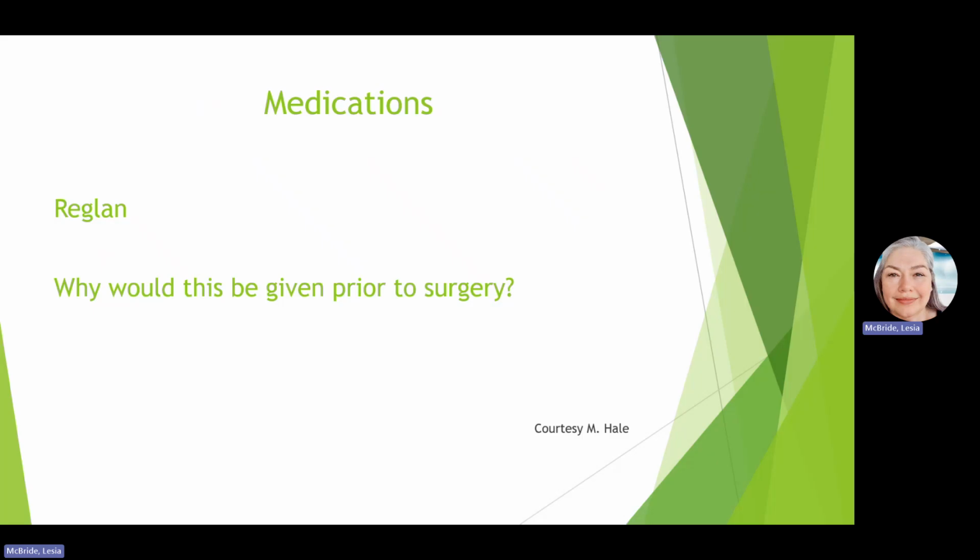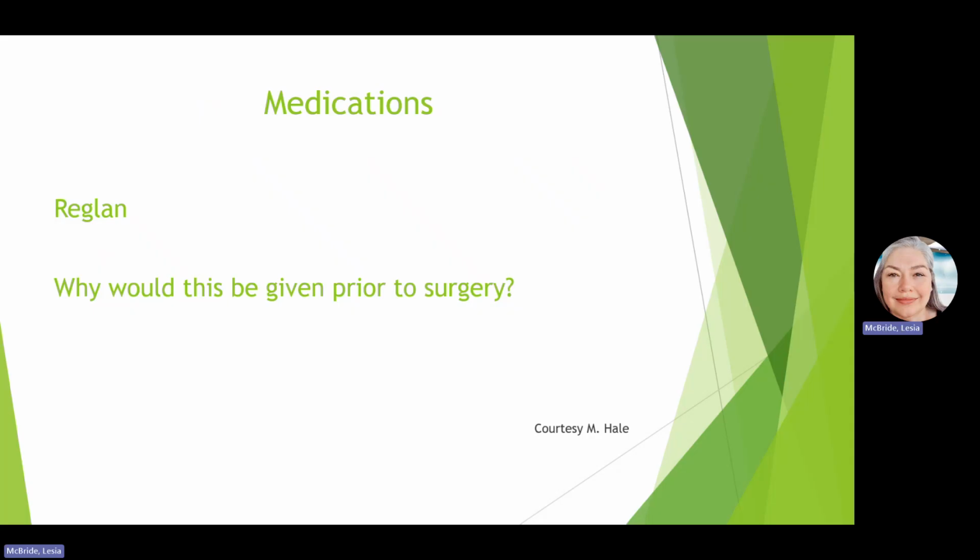Let's talk about medications. Reglan is a medication that is given to a patient before surgery. Why would this be given prior to surgery? Does anyone have any thoughts? Because again, I can't get your answers. You can send your answer to me telepathically. I might be able to pick it up. Okay. Think about that. If you have a chance, you want to look up Reglan. You want to write this drug down because it may be on a test.